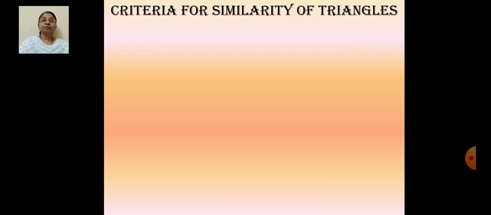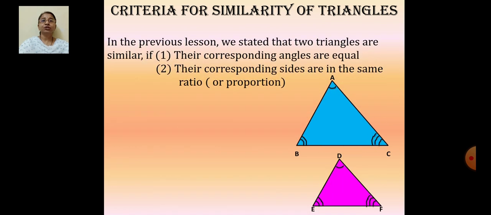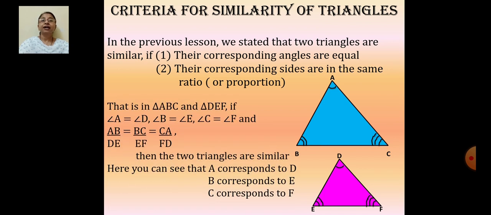So let us see the criteria for similarity of triangles. So what was the general definition of similarity of two triangles? In the previous lesson, we stated that two triangles are similar if their corresponding angles are equal and their corresponding sides are in the same ratio or proportion.